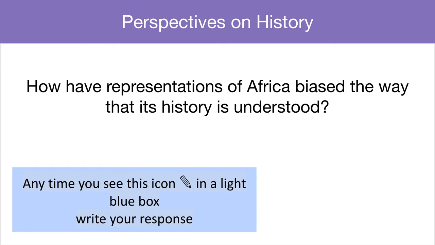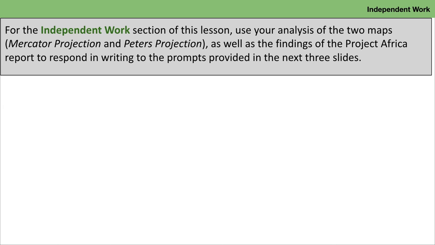Let's continue with the lesson for Unit 5, Day 3, Perspectives on History. We'll continue with the independent work section. For the independent work section of this lesson, use your analysis of the two maps, Mercator projection and Peters projection, as well as the findings of the Project Africa report to respond in writing to the prompts provided in the next 3 slides.